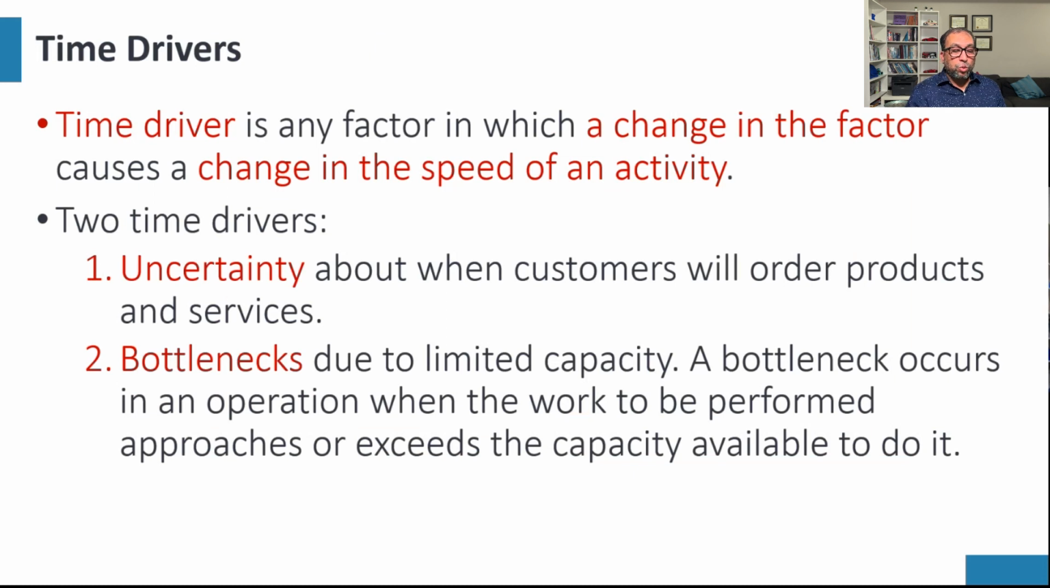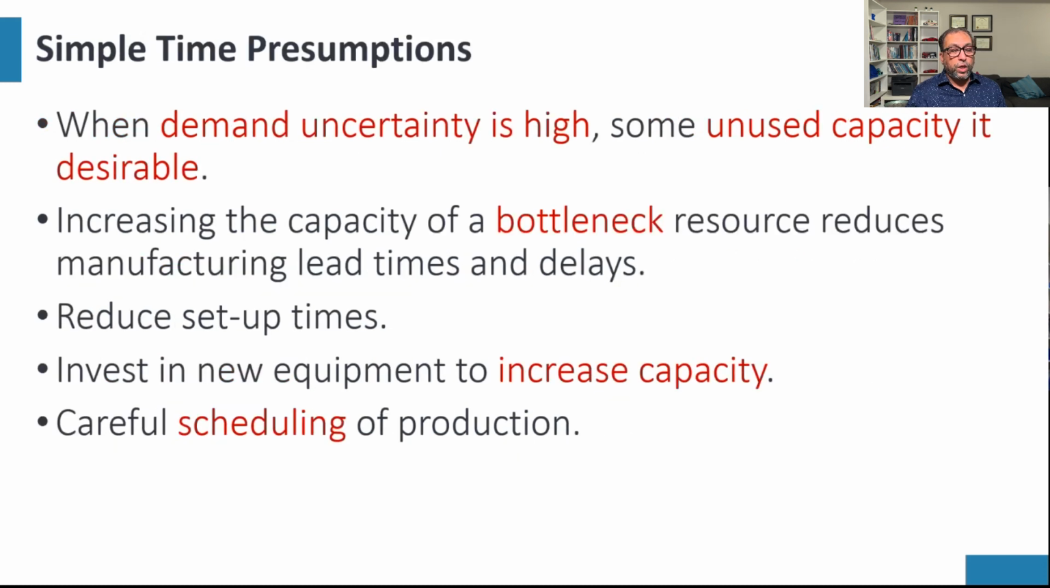So two time drivers: uncertainty about when customers will order products and services. We don't know exactly when the customer will call and place an order. Bottlenecks due to limited capacity. A bottleneck occurs in an operation when the work to be performed approaches or exceeds the capacity available to do it. Definitely, every industry has its own limitations for its capacity. So these are the two time drivers we have to consider.